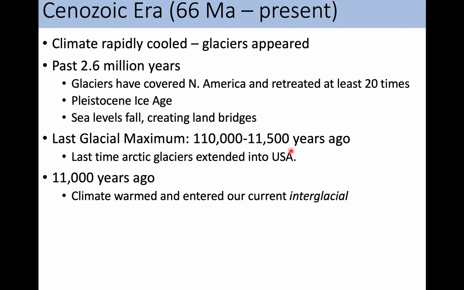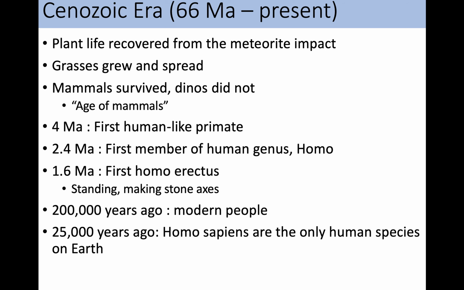So about 11,000 years ago, climate started to warm again, and we entered into what we now call the current interglacial. In between times of maximum glaciation, where we have the maximum amount of glaciers on Earth, we call that an interglacial. So currently we are in an interglacial.